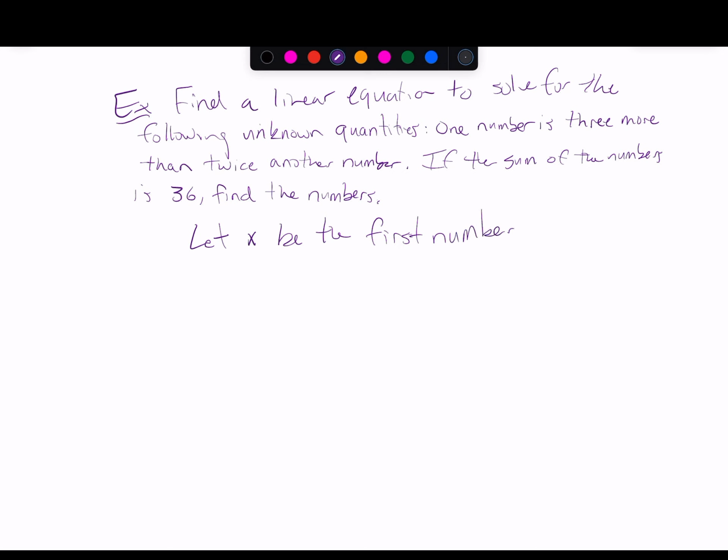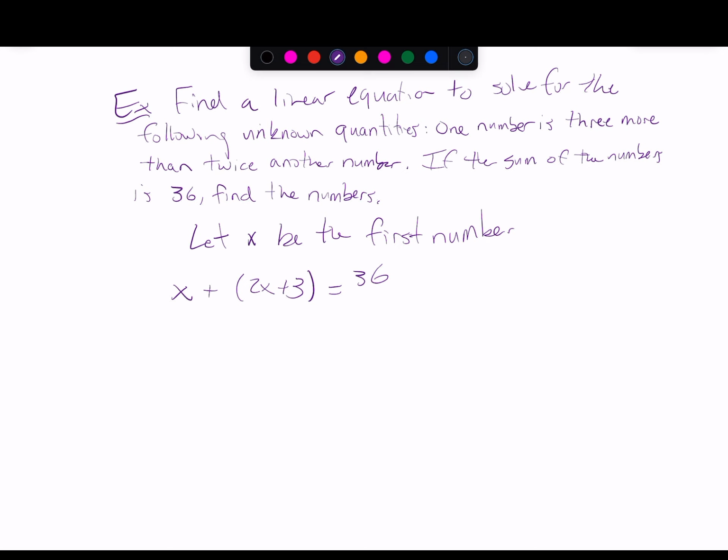We have two different numbers that we need to know, so we want to find a way to write the second unknown one in terms of the first, which we should be able to do. The first number is just x, okay? What is the other number? Well, the other number is 3 more than 2 times the first number. If we add those two numbers together, we get 36.